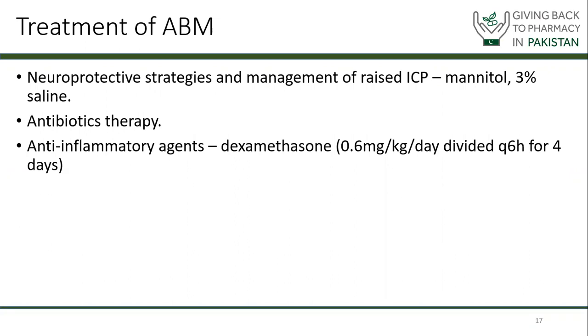Now, second, antibiotic therapy. The choice of antibiotic therapy should be broad first, when the proper differential diagnosis is not made. So usually when a patient comes to the ER, we also give antibacterial along with acyclovir to cover viral meningitis until the proper differential diagnosis is made. After that, anti-inflammatory agents also have a role in meningitis, because they decrease the cerebral inflammation. That also has a role in decreasing the ICP. So dexamethasone at the dose of 0.6 mg per kg per day divided every 6 hours for 4 days is given and is recommended for patients with meningitis.